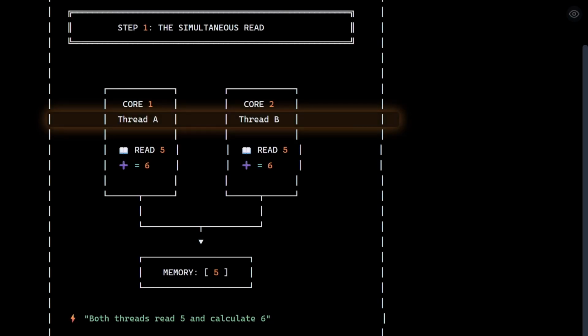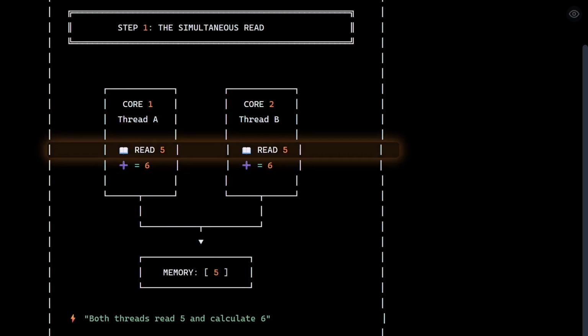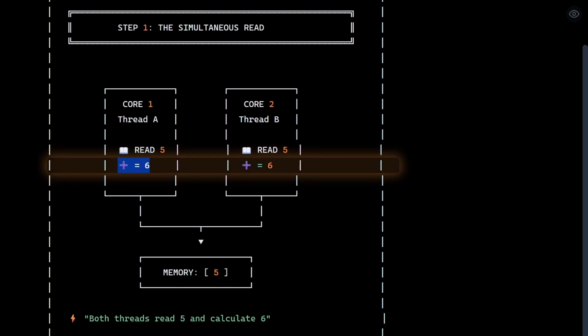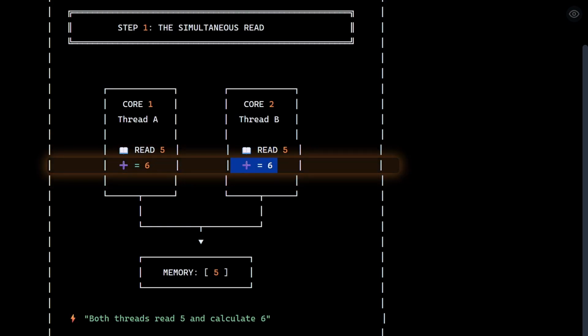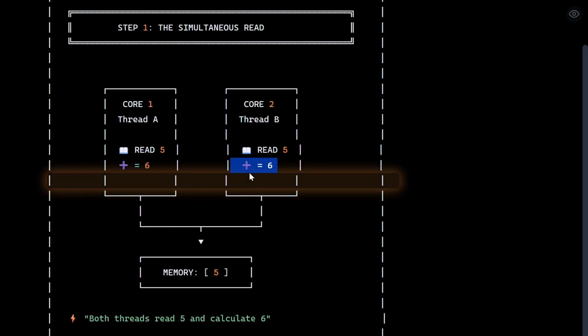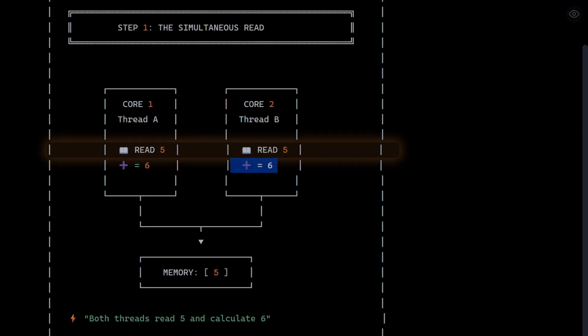Both thread A and thread B execute the get method part of the operation at virtually the same instant. Thread A reads the value 5 and calculates 6. Thread B does exactly the same thing. It reads 5 and calculates 6. At this moment, both threads believe they are about to win the race. They both have their expected value set to 5.